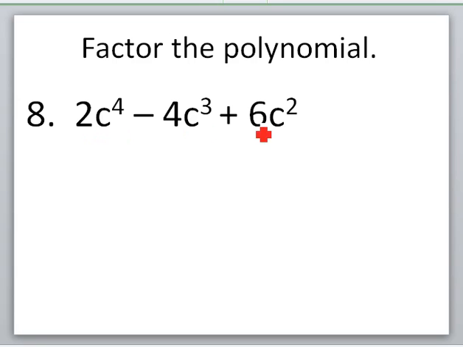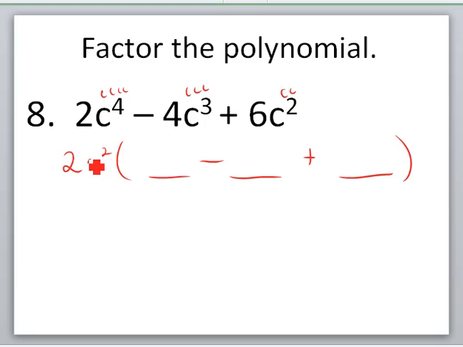You've got 2, 4, and 6. 2 is the greatest number they share in common. They each have at least c squared in them, so they share a c squared in common. You needed to fill in 3 terms. 2 times 1 gives you this. I'm not writing the 1.